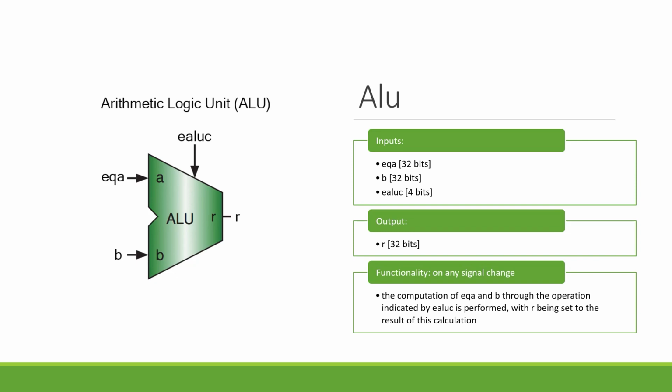For example, if the EALUC indicates that we should add, then the result R is going to be set to EQA plus B. If the EALUC indicates that we should subtract, then R is going to be set to EQA minus B. For the labs, the ALU only needs to be able to handle add operations, but in the final project, you will need to add additional operations such as subtract, AND, OR, and XOR. If you want to implement these operations now, feel free. If you don't want to implement them now, that's fine. Just remember that you will have to do so in the final project, and I will go over these again in the final project's video.